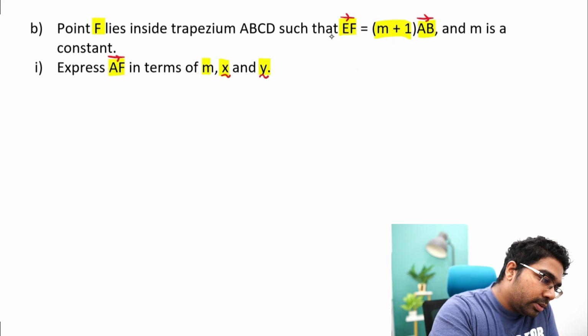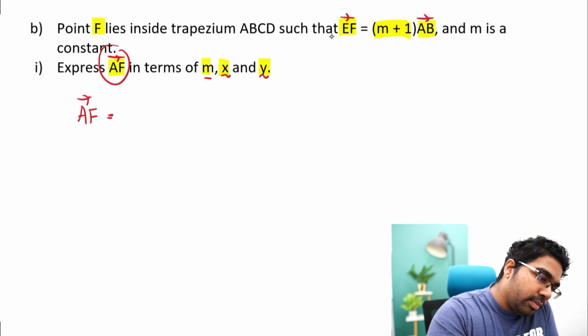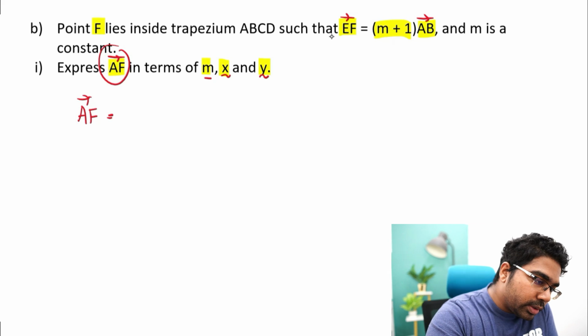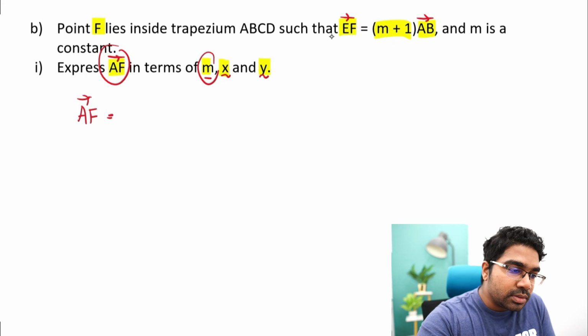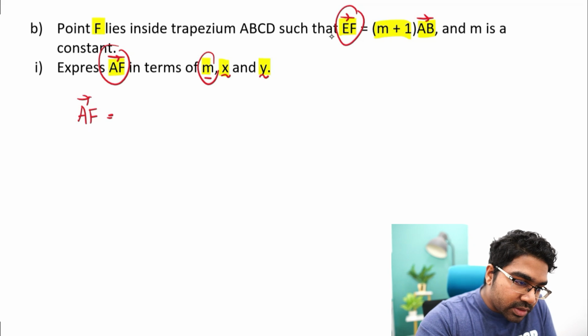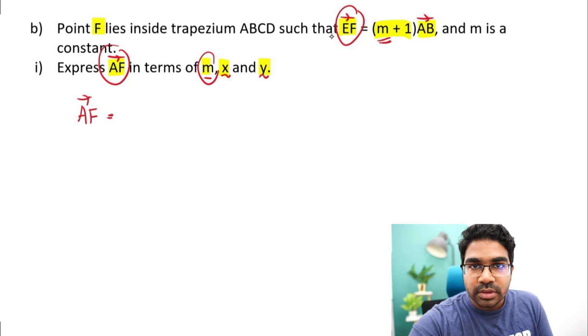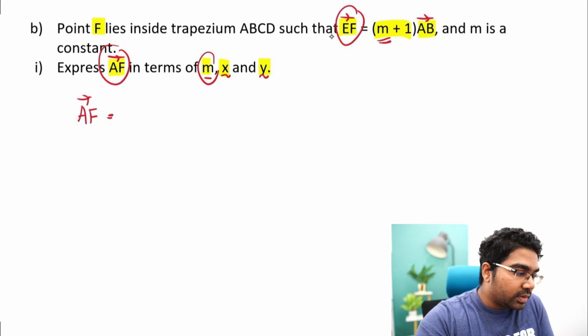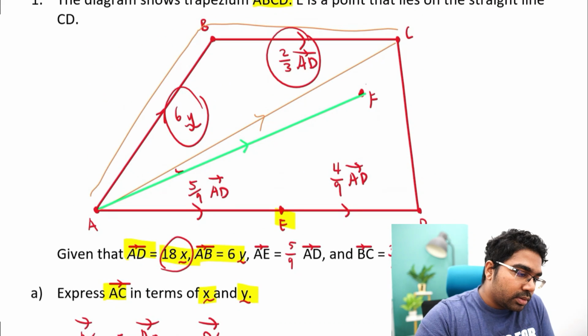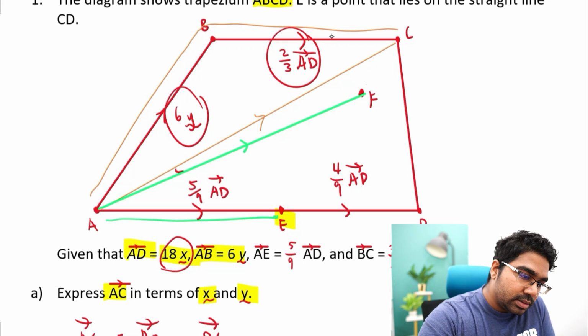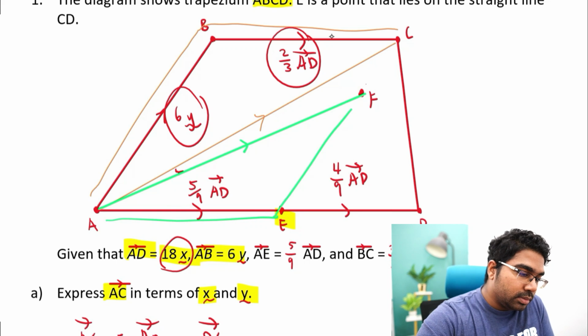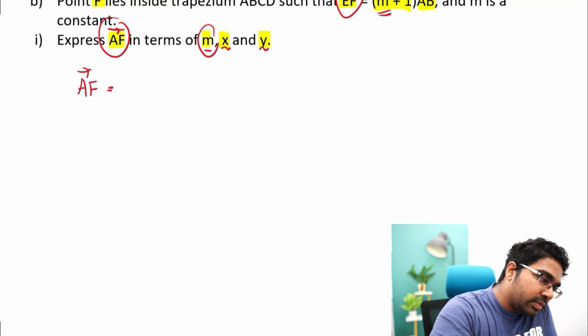So now, when they want you to express AF, AF must equal something in terms of m, x and y. Now the only way you are going to incorporate m into this equation is if you use EF, because EF is the only one that has m. So this is your first clue. You definitely need to use EF. So let's do the same thing as before. Now AF will be equals to AE plus EF. So AF, you start with A, AE, you end with F, plus EF.